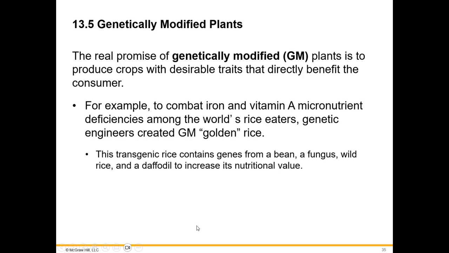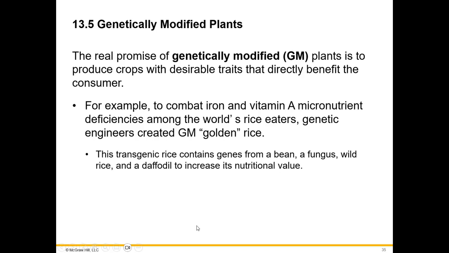The real promise of genetically modified plants is to produce crops with desirable traits that directly benefit the consumer. So one example is, basically the ones we just talked about, we're trying to keep our crops alive. We're competing with flood, and we're competing with drought and fires. We're competing with animals. We're competing with insects. So we're just trying to provide a way where we can end up with enough crops for the people that need to rely on them.